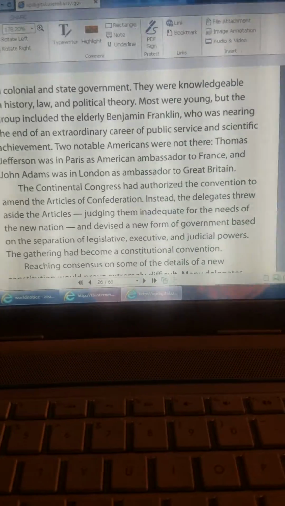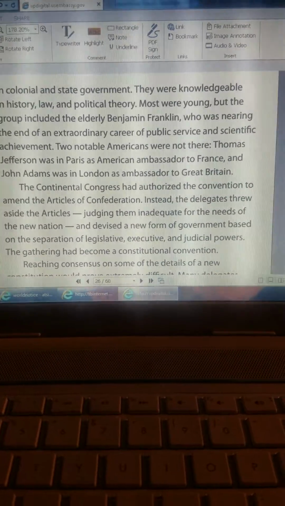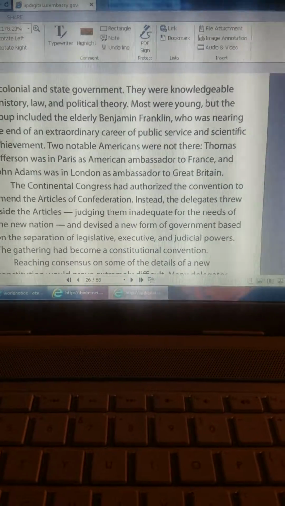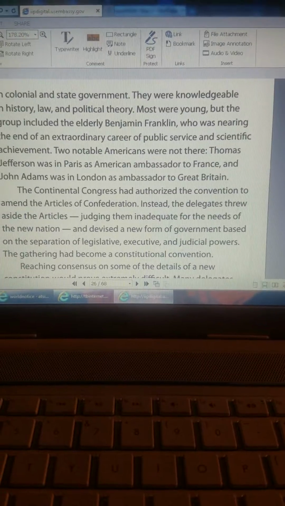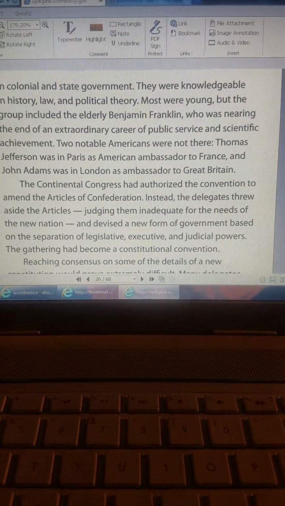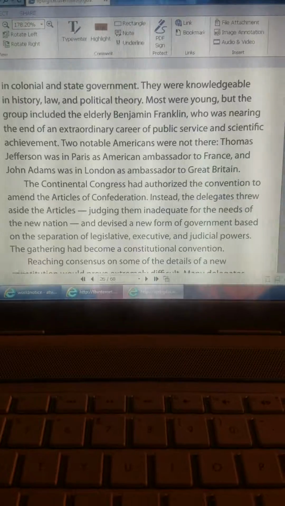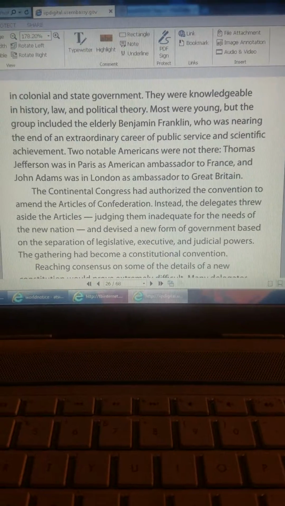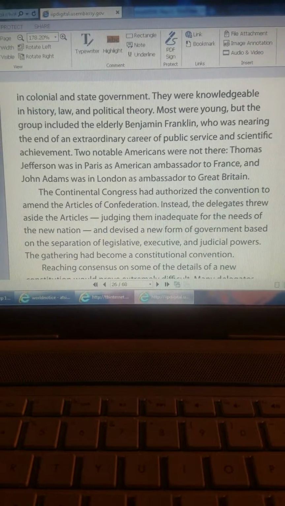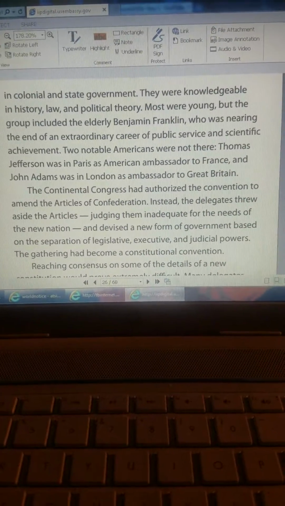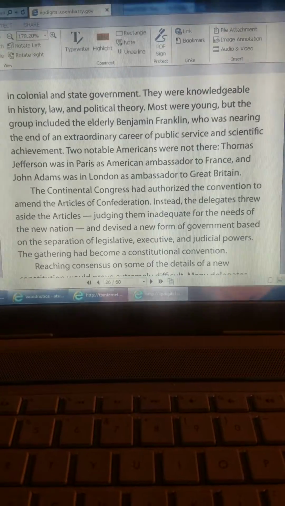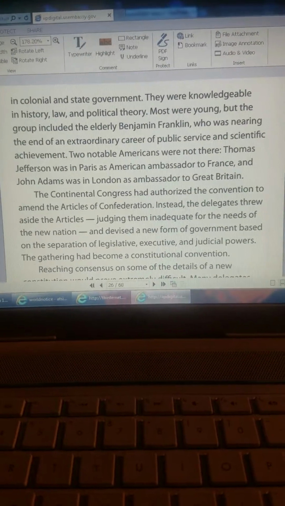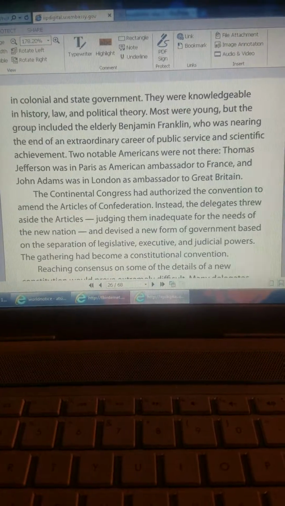Now, most were young, but the group included the elderly Benjamin Franklin, who was nearing the end of an extraordinary career of public service and scientific achievement. Two notable Americans were not there: Thomas Jefferson, who was in Paris as an American ambassador to France, and John Adams, who was in London as an ambassador to Great Britain. Now, the Continental Congress had authorized the convention to amend the Articles of Confederation.